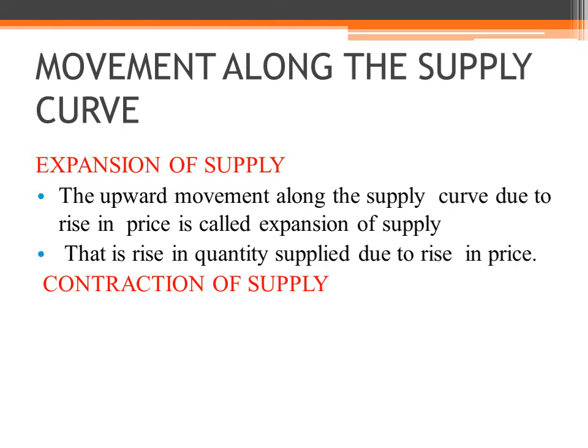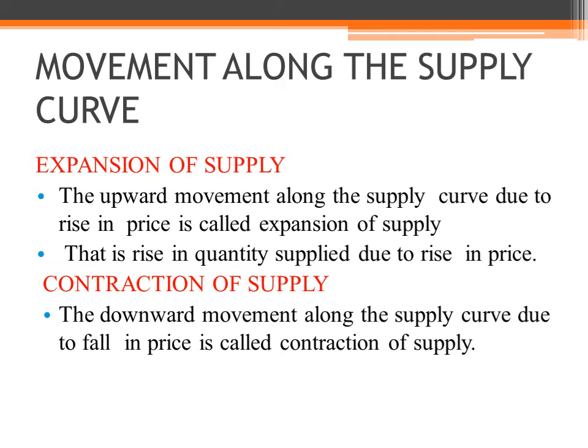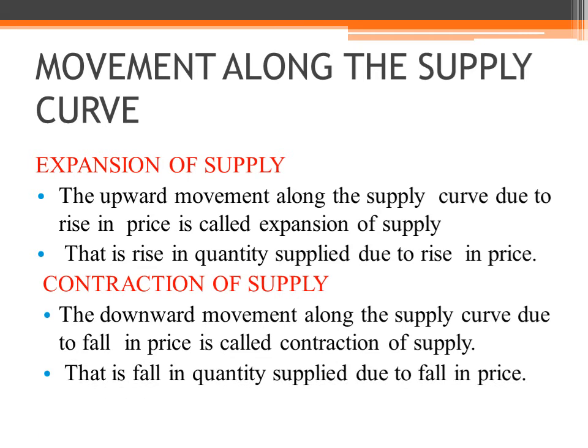What is contraction of supply? It is the downward movement along the supply curve due to fall in price. Downward movement along the supply curve due to fall in price is called contraction of supply. That is, fall in quantity supplied due to fall in price. Expansion of supply means rise in quantity supplied due to rise in price, and contraction of supply is a fall in quantity supplied due to fall in price.